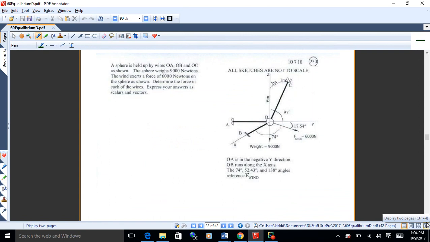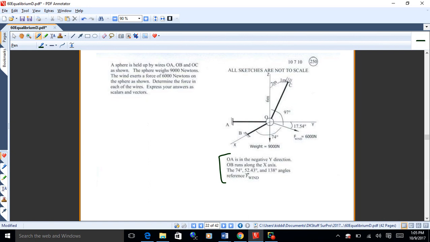So let's say we've got a sphere that's held up by these 3 wires, OA, OB, and OC. The sphere weighs 9,000 newtons, plus we've got the force of the wind on there. Let's find the force in each of the wires and express our answer as scalars and vectors. Okay. And then we've got some little notes here like we do. OA is in the negative x direction. OB runs along the x-axis.